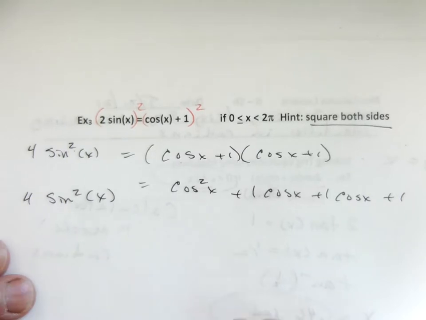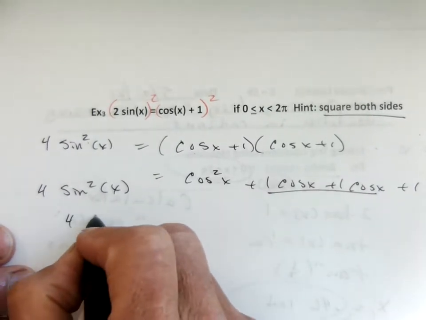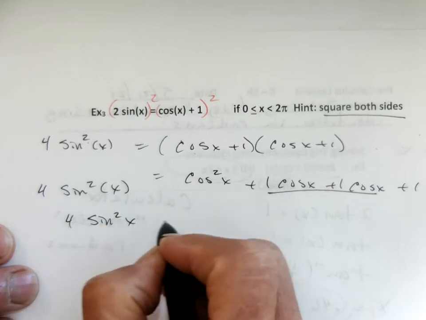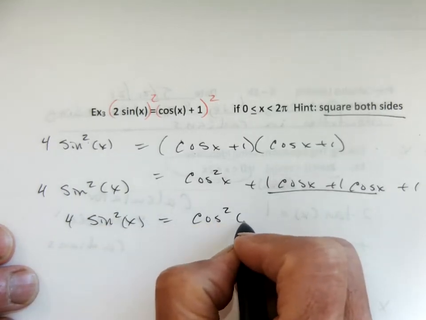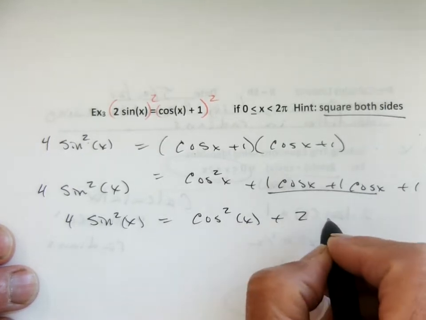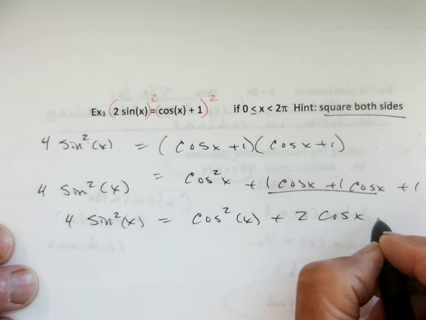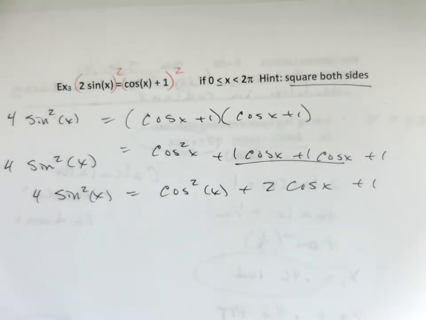All right? That makes 2 of those, right? So I'm going to have 4 sine squared of x equals cosine squared of x plus 2, because there's 1, 2 of them, cosine of x plus 1. Okay, now here's my dilemma, and I'm going to make it easy.